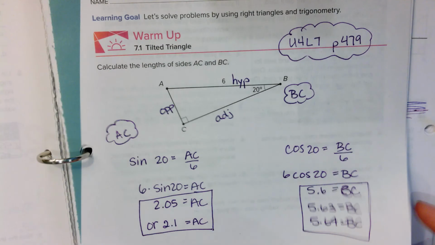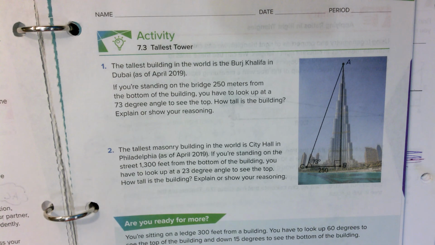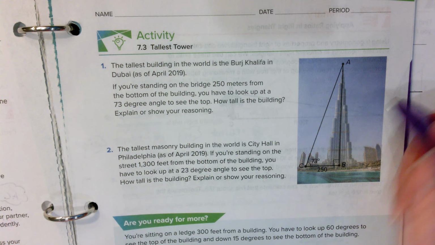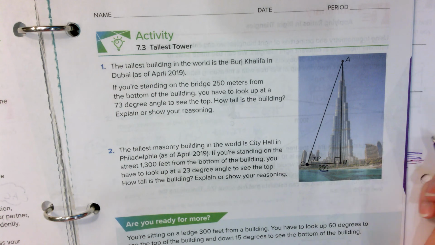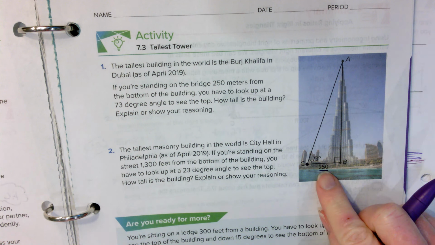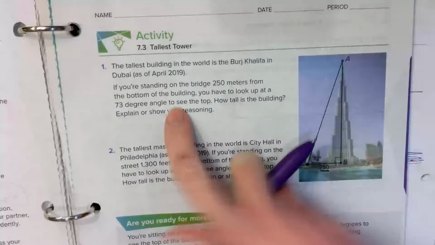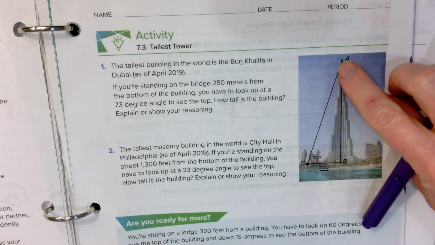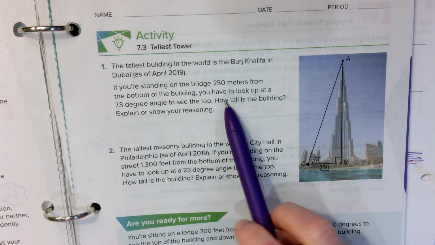So let's continue on to the next page. Let's read these two problems and look at writing and solving them using trig. It says the tallest building in the world is in Dubai. If you're standing on the bridge 250 meters from the bottom of the building, notice this 250 right here. This is where somebody is standing. This is the building that you can see, and they're 250 meters away. You have to look up at a 73-degree angle. So this is the person looking up at the top. They have to tilt their head back to look up at it. How tall is the building?